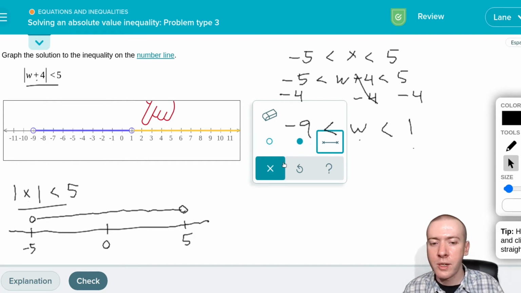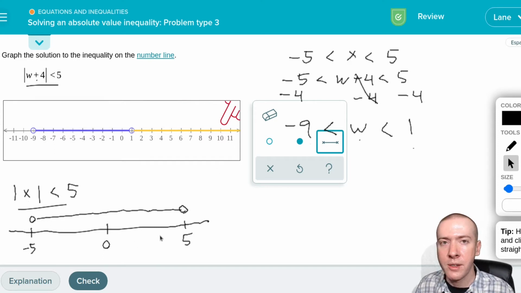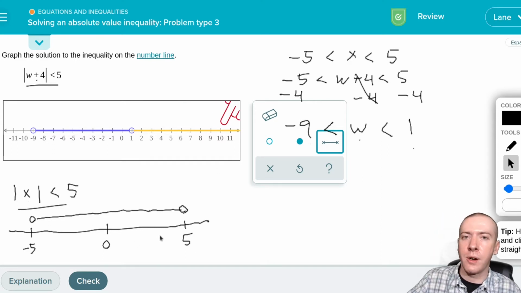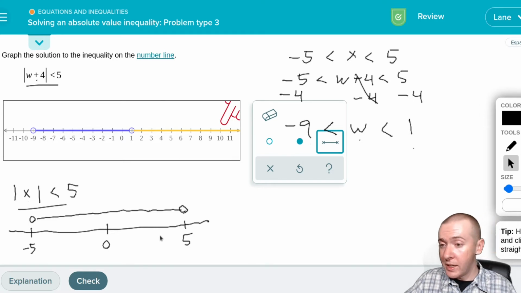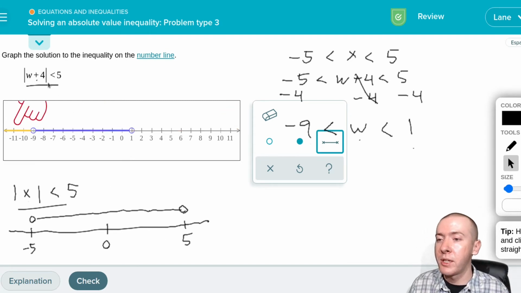Now, before I move on, I want you to think about what the difference is between this graph that I drew down here and the one that we gave for our answer. The difference is our answer is shifted to the left by 4. That's what the effect of the plus 4 on the inside of the absolute value signs is. Okay?